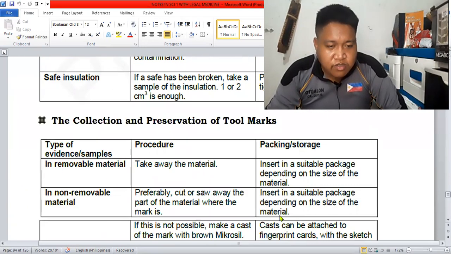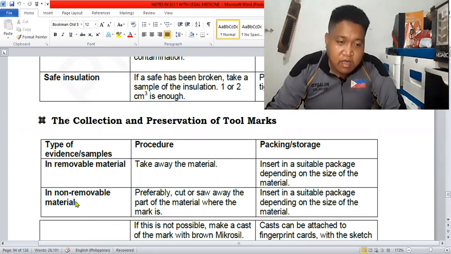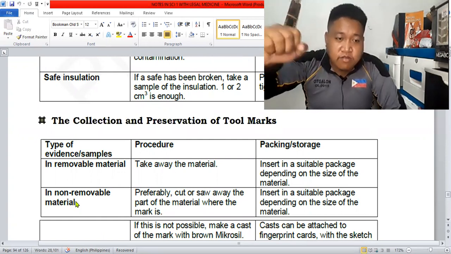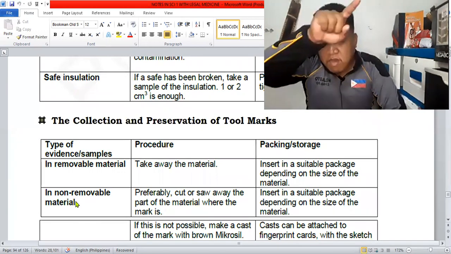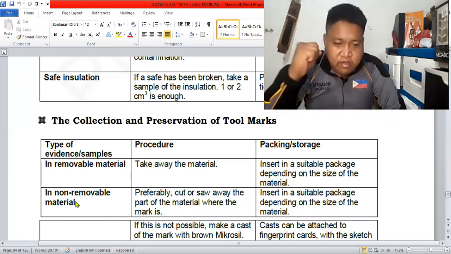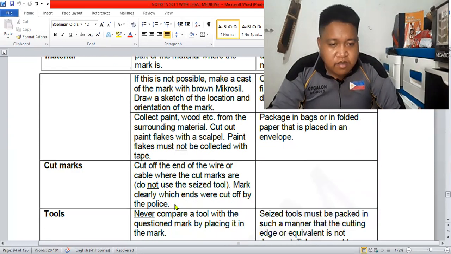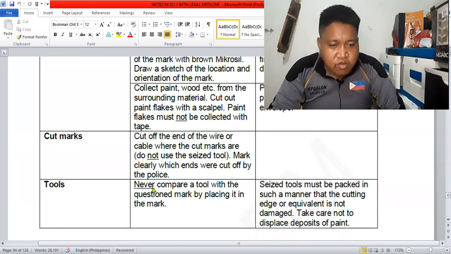Collection of tool marks. Yan. Example, may dito sa number 2 in non-removable, may naitusok na knife doon sa wall. Pag hindi maalis yan, then you have to cut the place where it has been inserted. Okay, collect paint and wood. Cut marks, cut off the end of the wire or cable. Tools, never compare a tool with a questioned mark by placing it in the mark.